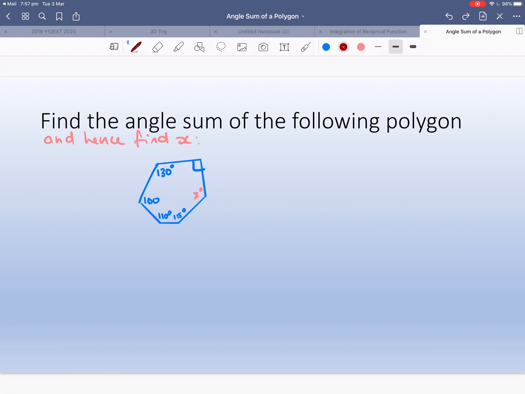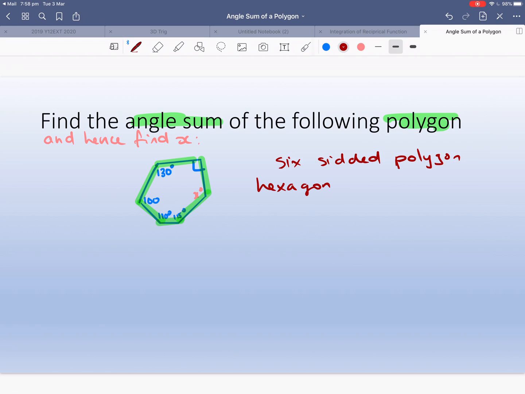Here we have a polygon. It says, find the angle sum of the following polygon. Well, first of all, we need to know how many sides there are. 1, 2, 3, 4, 5, 6. It's a 6-sided polygon. It actually has a name, 6-sided. It's a hexagon. All right. So a 6-sided polygon is a hexagon.